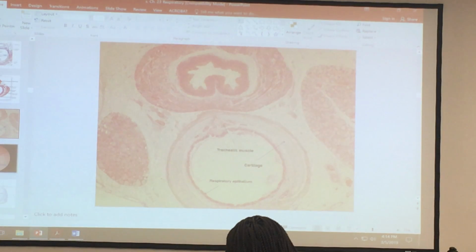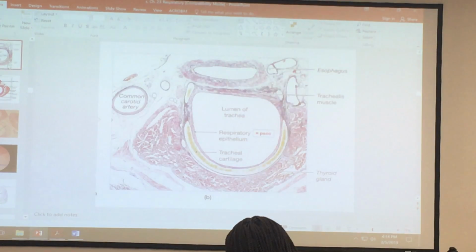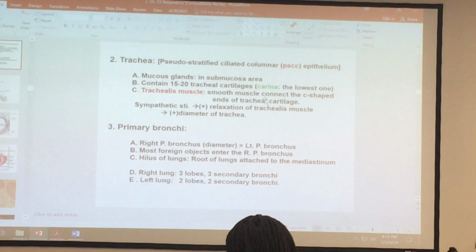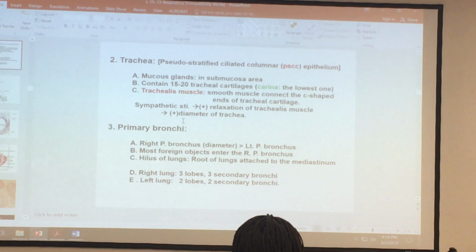Okay. In the lab this week, I want you to check this trachea cartilage. I want you to check the respiratory epithelial cell. I want you to check this trachea's smooth muscle. Okay. And you can add here that parasympathetic will cause contraction and reduce the diameter and reduce the air volume passing through the trachea.